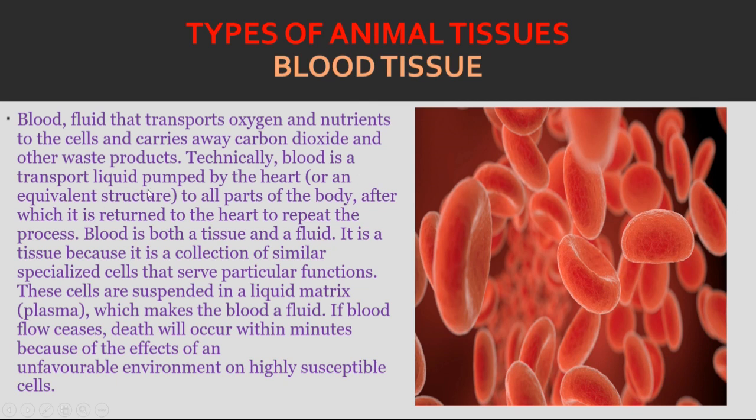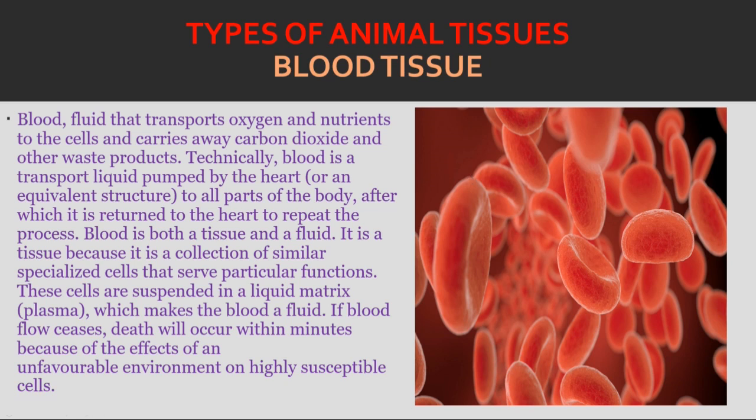So technically, blood is a transport liquid pumped by the heart. The fresh oxygen which comes inside our body is mixed with the blood by means of hemoglobin, and this process continues in the heart. Then it is pumped by the heart to all the parts of the body, after which it is returned to the heart to repeat the process. So one after the other, the double circulation process occurs in the heart.